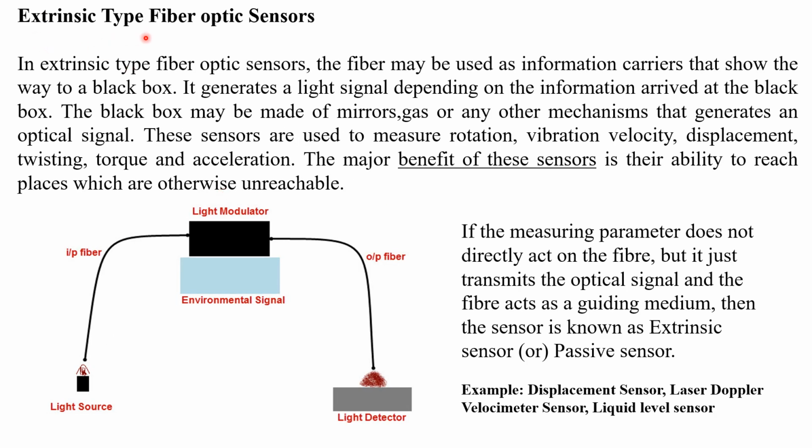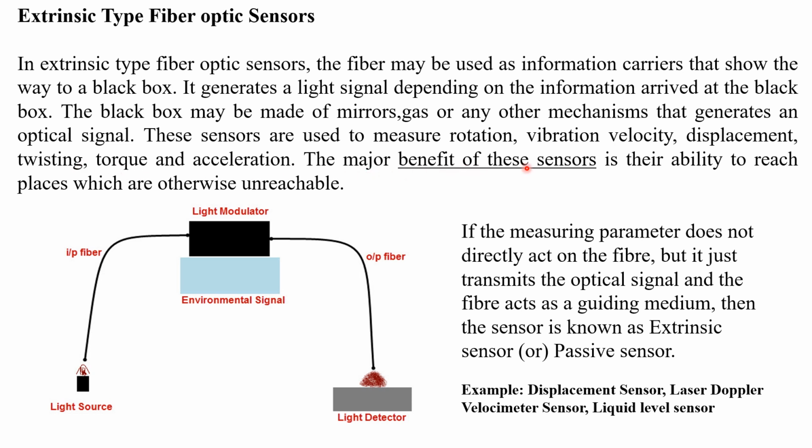Next is the extrinsic type fiber optic sensor. In an extrinsic type fiber optic sensor, the fiber may be used as an information carrier that shows the way to a black box. It generates a light signal depending upon the information arrived at the black box. The black box may be made of mirrors, gas, or any other mechanisms that generate an optical signal.